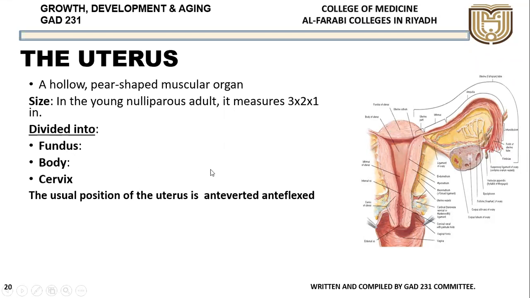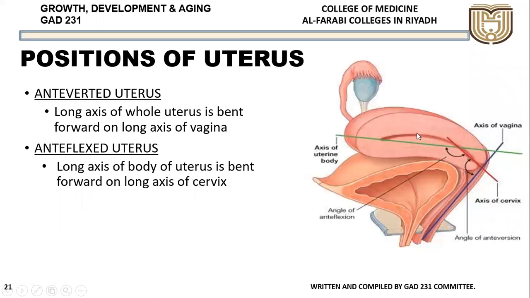And the usual position of the uterus is anteverted anteflexed. Very important, remember, it is anteverted anteflexed. What do you mean by anteverted? The long axis of the whole uterus is bent forward on the long axis of the vagina. If you see here, this is the long axis of the cervix, and this is the long axis of the vagina. So it is almost 90 degrees. This is called anteversion.